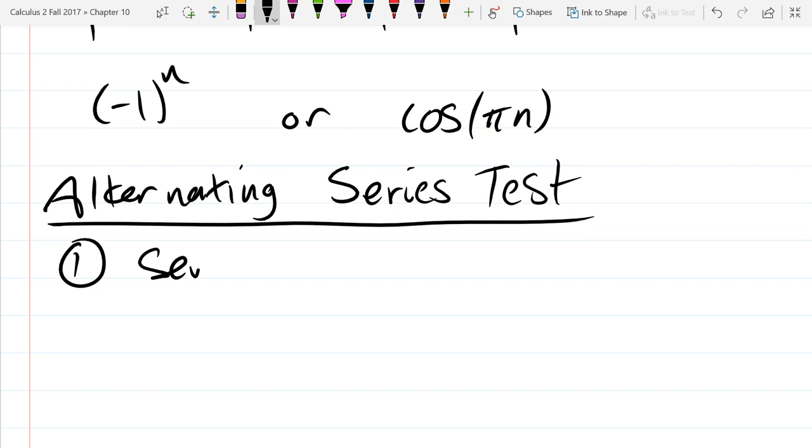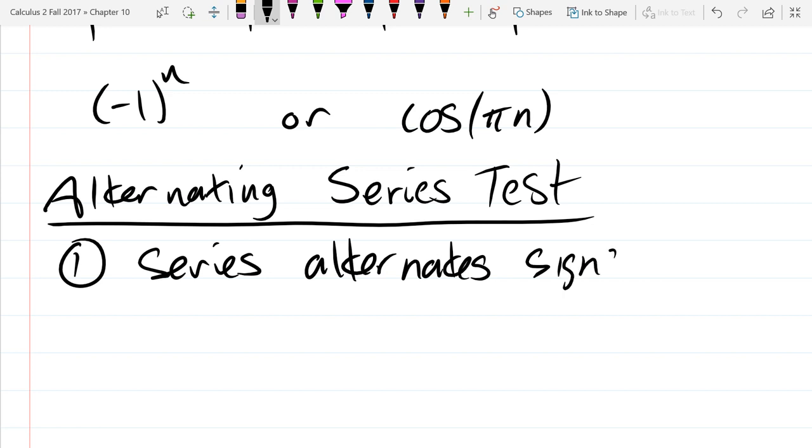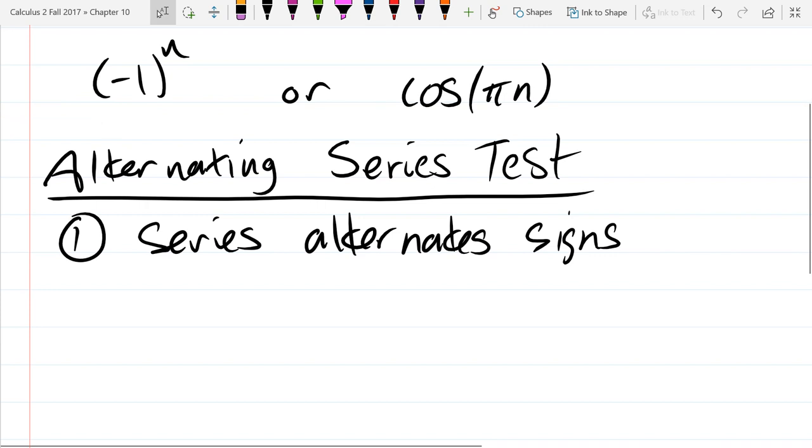Cosine keeps going back and forth: positive, negative, positive. Because cos 0 is 1, cos pi is negative 1, cos 2 pi is positive 1. You can do it with tangent or sine, but you have to be very careful and offset it by something like pi over 2. So you need your series to alternate.